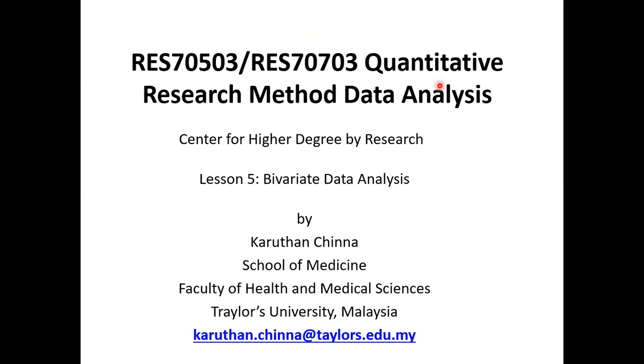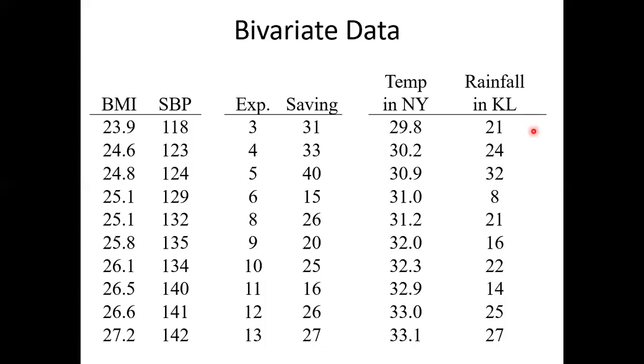Okay, so today we're going to talk about bivariate data analysis. Look at the example. Bivariate, two variables: BMI, body mass index, and systolic blood pressure. They are two variables. Normally, people say the heavier you are, the higher your BMI, and as BMI goes up, BP also goes up. Expenditure and saving: the more you spend, the less you save.